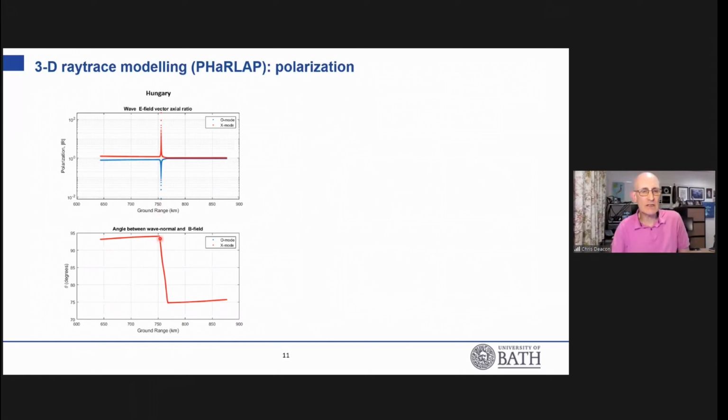As it crosses the Earth's magnetic field, as it is at 90 degrees to the magnetic field, it changes completely and then changes back again, or rather changes to the opposite polarizations. And down here, it's within 5% of circular. And one of the great things about ray tracing is it will actually do all the spherical geometry for you and tells you that the angle between the wave norm and the B field is more than 90 here and it's less than 90 there.